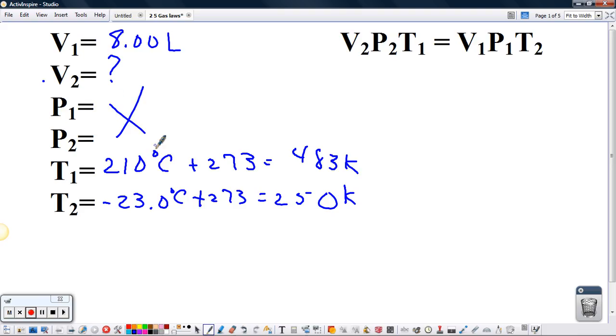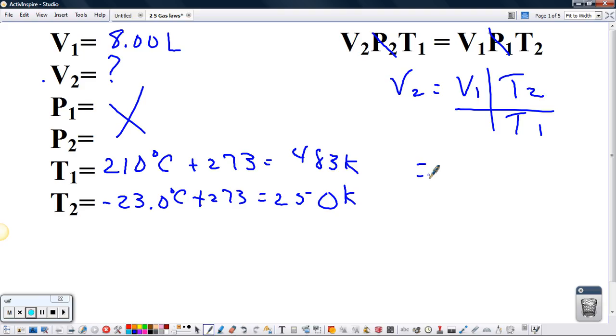Don't have any pressure. All right, so we plug and chug. We're looking for V2. Pressure's gone. V2 is equal to V1 T2 divided by T1. Make sure you put your T2 and T1 in the right place. And you should have 8.00 liters. T1 is 483 K and T2 250 K.